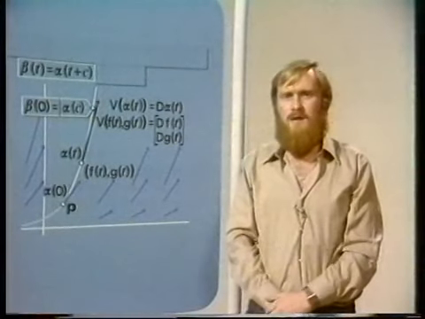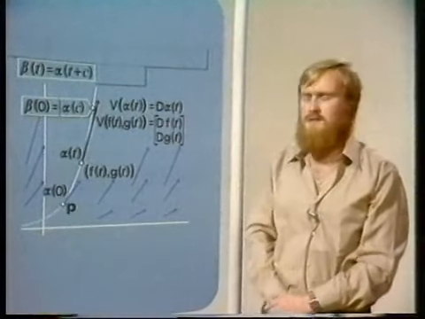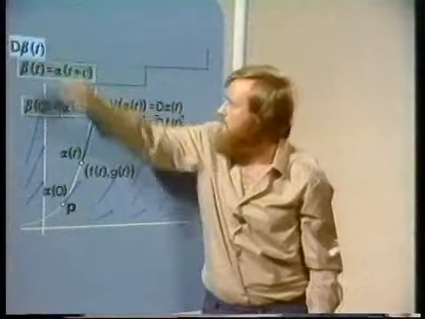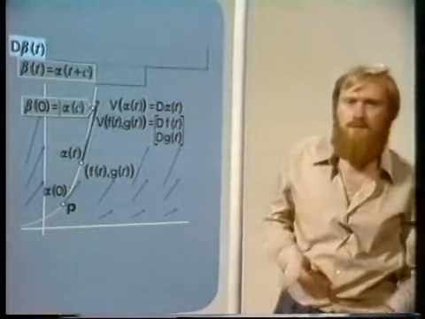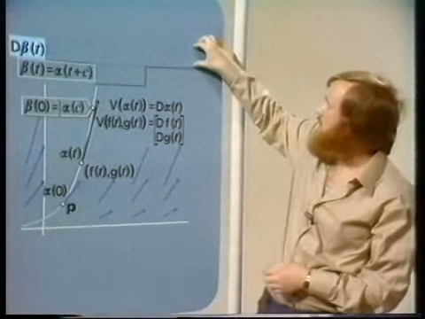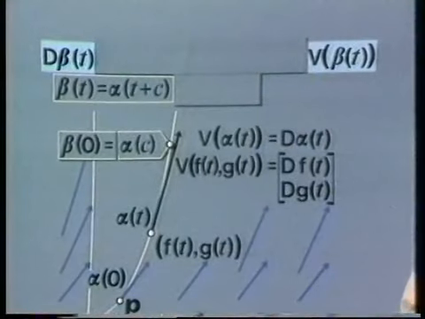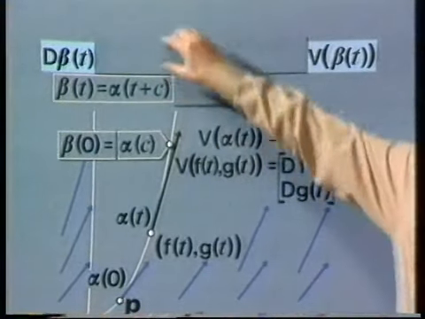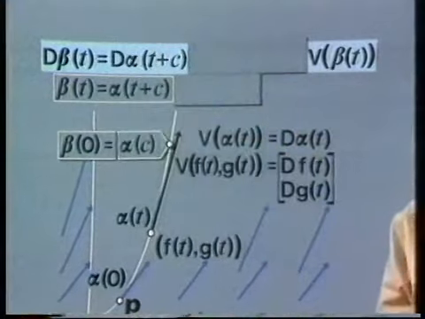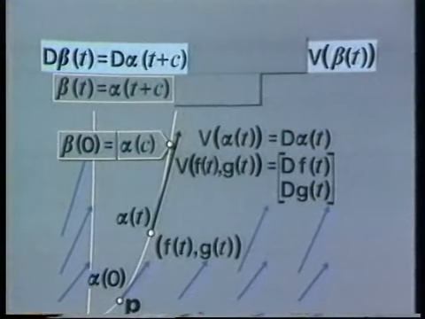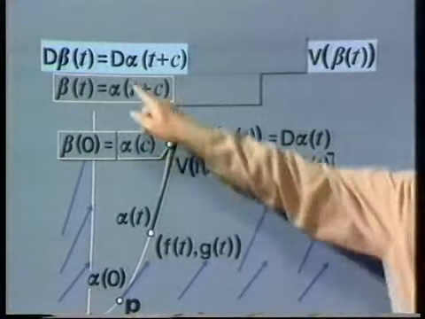Now, to show this, we have to show that the velocity in terms of beta equals the given flow vector v at beta of t. Now, to differentiate beta, notice it's a composite function. t maps to t plus c, followed by alpha. So we have to use the composite rule, which gives us d alpha of t plus c times the derivative of t plus c, which is 1. So it's just this.